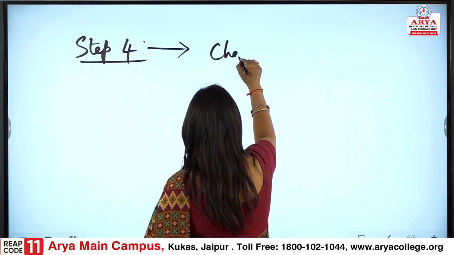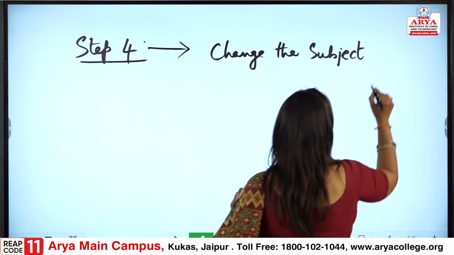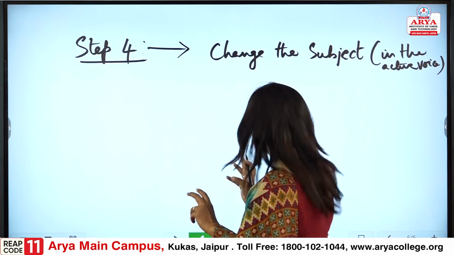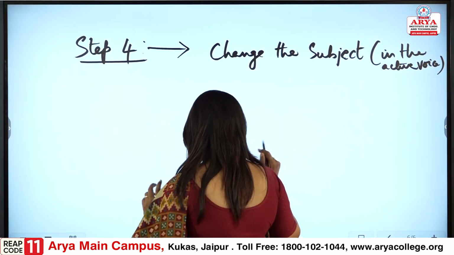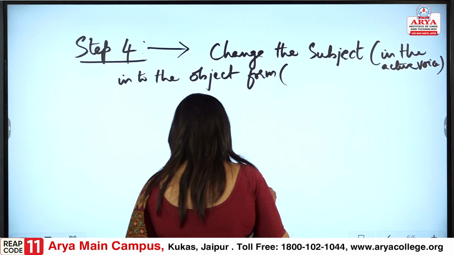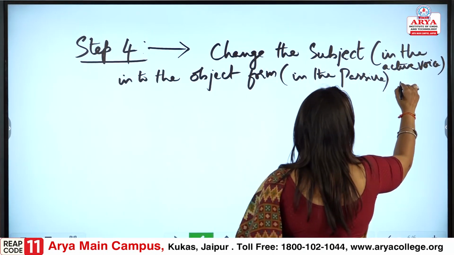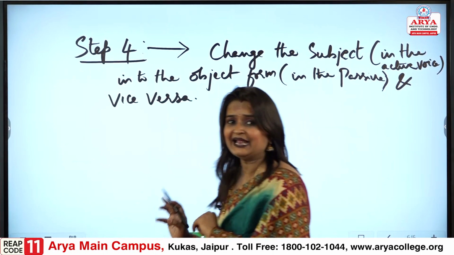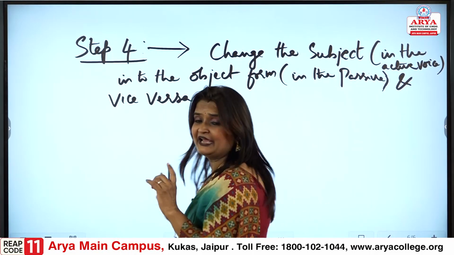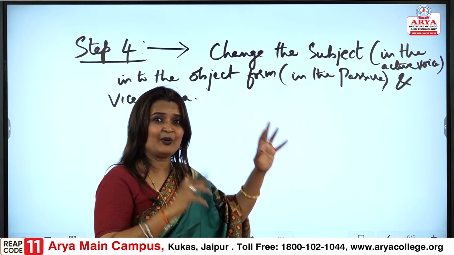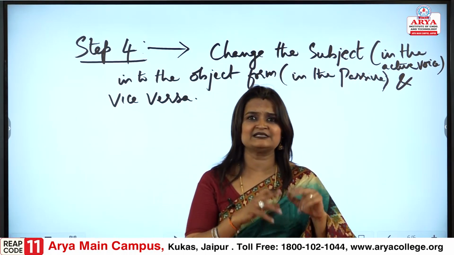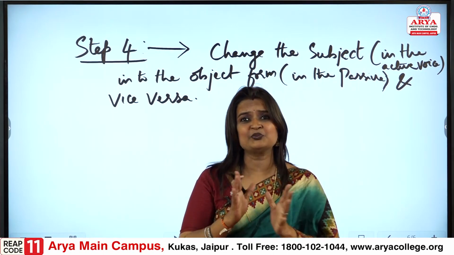Now, the change: change the subject in the active voice into the object form in the passive, and vice versa. So, please understand this: change the subject in the active into the object form in the passive and vice versa. Naturally, what was subject here is object there, and what is object here is subject there. So, vice versa it goes.